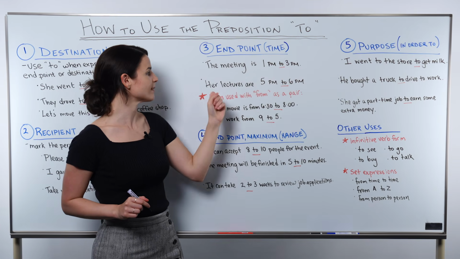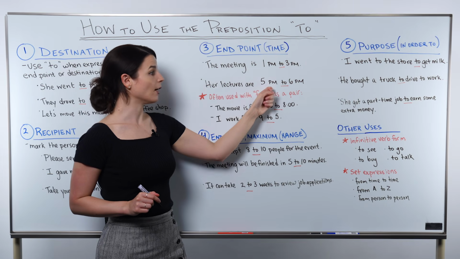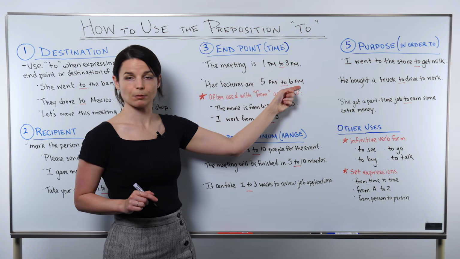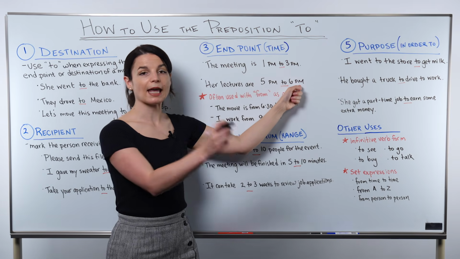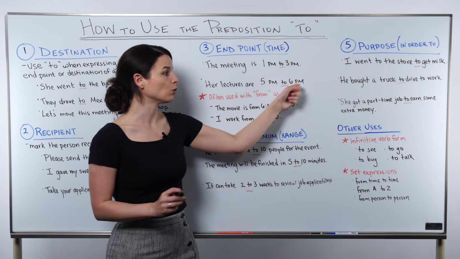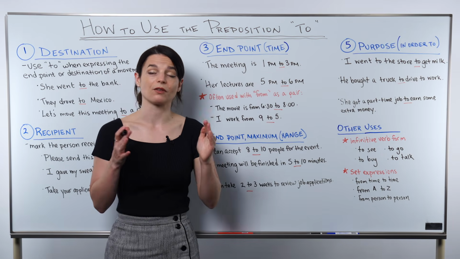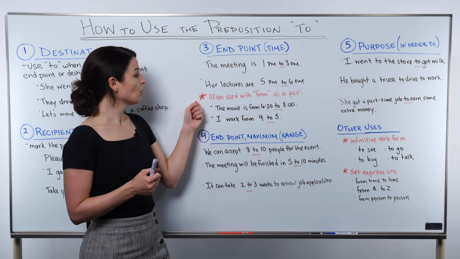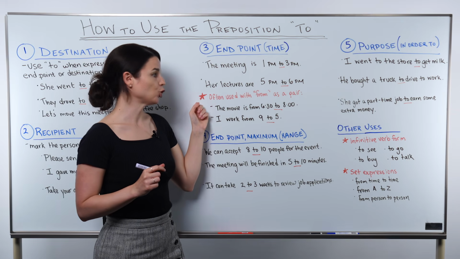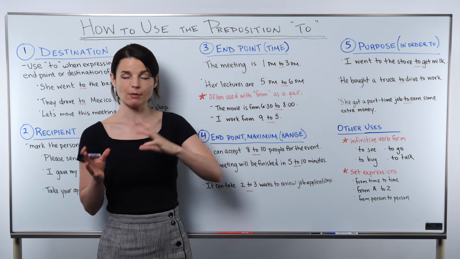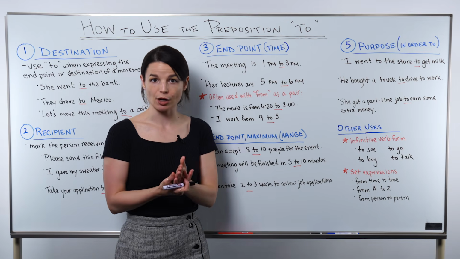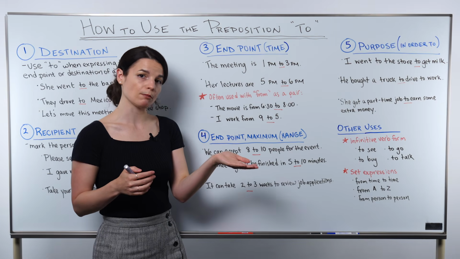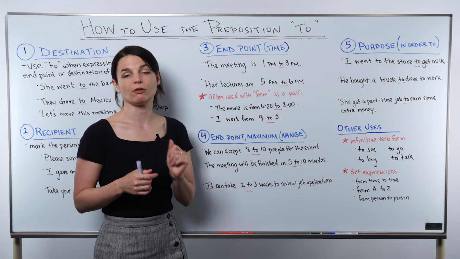Let's look at one more example. "Her lectures are 5 p.m. to 6 p.m." Again, we have "to" before the end point, the end time for the lecture. So this is a very, very common use of "to." We use this all the time. I want to mention we often use this form of "to" with "from." So "from" and "to" are often used as a pair to talk about the start point and the end point. We use "from" before the start point and "to" before the end point.